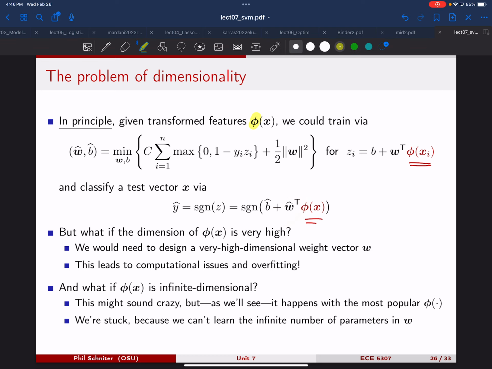So basically, that's one of the limitations, that we can't just do this without thinking about it a little bit more. And like I mentioned before, it might sound crazy, but what if I want to use some sort of infinite dimensional feature transformation where there's actually an infinite number of these outputs of the phi function? Although that sounds crazy, it's actually the case for the most popular phi that people use in practice. And so we'll learn more about that. So this is one of the issues that we face once we start to think about feature transformations. And so to get around this, we're going to do a couple things.